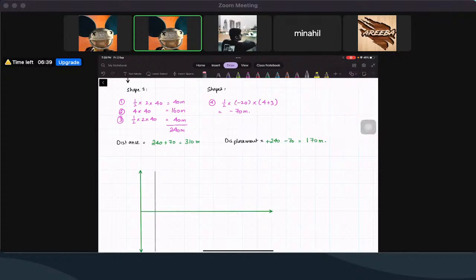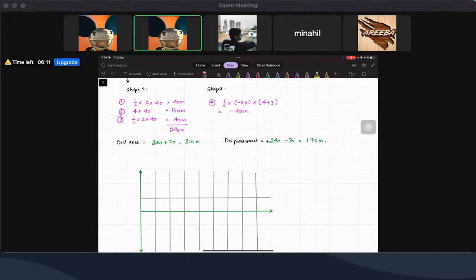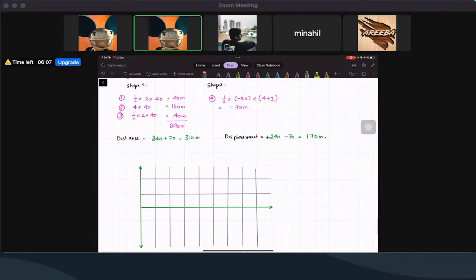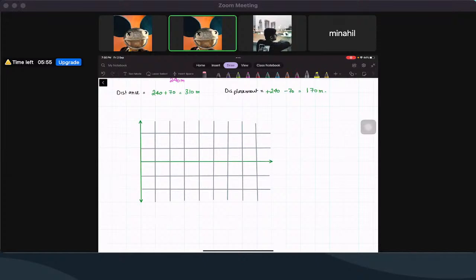Whenever this sort of graph comes, they will always give you a grid. A grid means a sort of graph on which this will be displayed, so you don't have to worry about it. That's why I just need to make a grid quickly. My grid is very, very small. It should have been bigger, but that's okay.